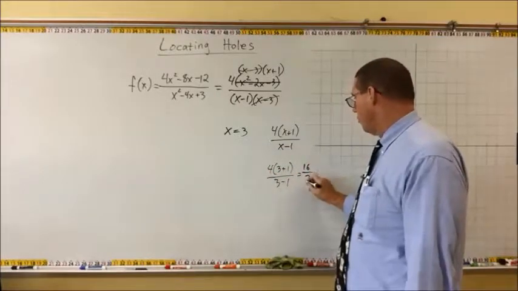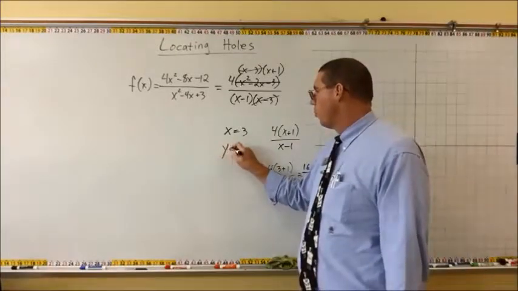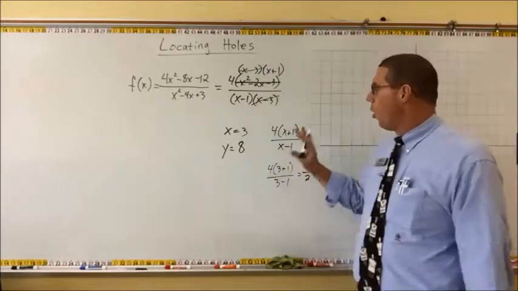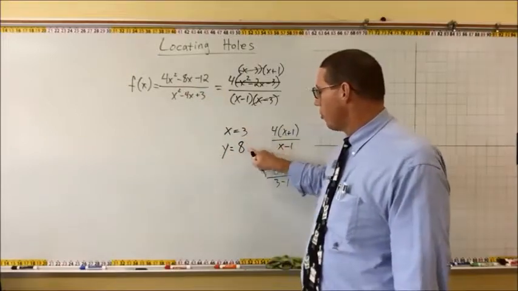3 minus 1 is 2, and 16 over 2 is 8. And so the y-coordinate for the hole is 8. And therefore, this hole, the hole that's in this rational function, is at the coordinates (3, 8).